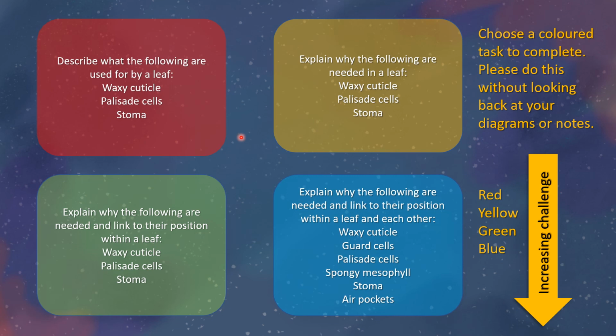Palisade cells, we've already said, are near the top. Spongy mesophyll are just below, and they link to the air pockets because that is allowing the oxygen and carbon dioxide to diffuse in and out of the leaf. And we need that because it needs carbon dioxide to photosynthesize, and once it's produced oxygen, it uses some of that for respiration, but then the rest of the oxygen goes back out into the atmosphere.